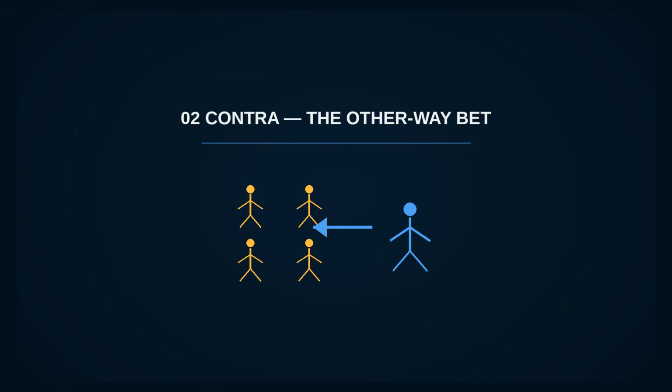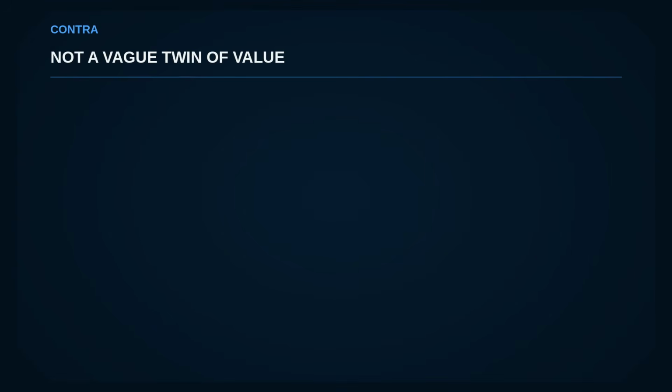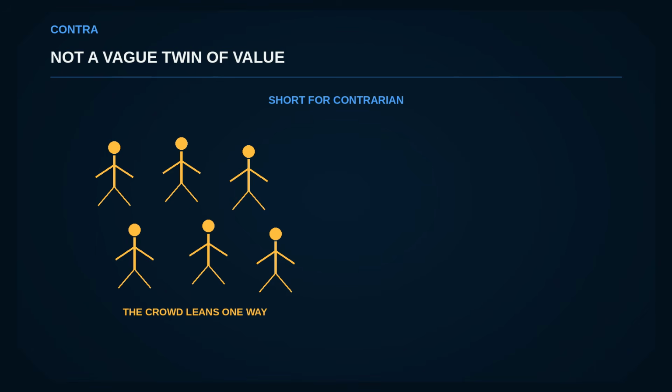Now Contra, as its own idea, not a vague twin of value. Contra is short for contrarian. A Contra bet means the selection process looks for opportunities against the prevailing market consensus. The crowd is leaning one way, and the stated process is willing to look the other way.